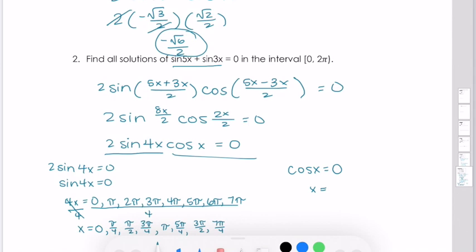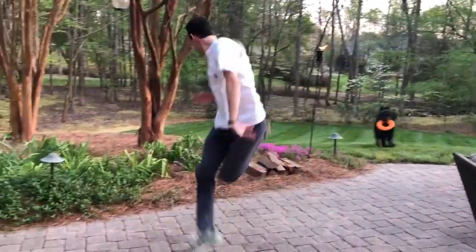And then cosine equals 0 when x is pi over 2 and 3 pi over 2. Those are already included in the ones I got when I solved for sine of 4x equals 0. So all of my answers are right there. And that is it for the lesson. Enjoy and do notice.